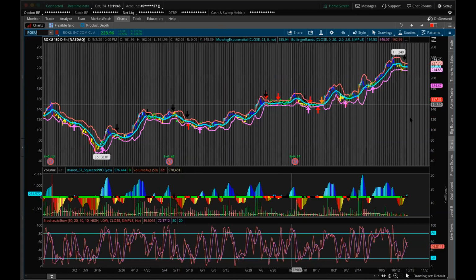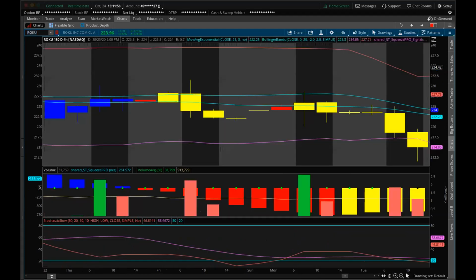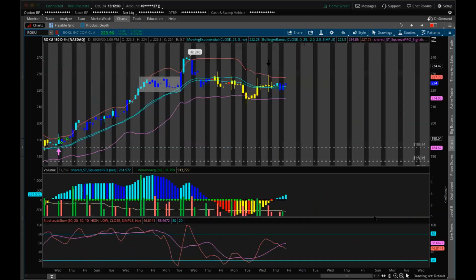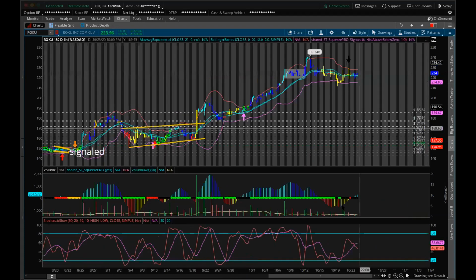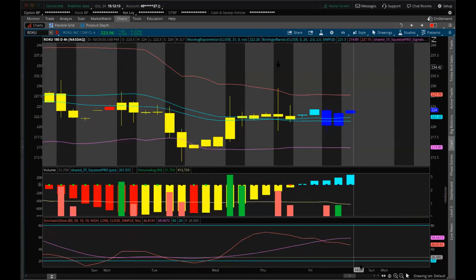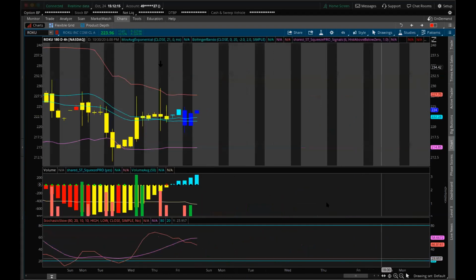So Roku is squeezing on the 4 hours in a low compression squeeze, which means that the dots are black. I do see bullish divergence on the histogram bars, but we're having black arrows pointing down, which is telling me that we could possibly go lower, find support, and then possibly head up. You're having some conflicting indicators here.